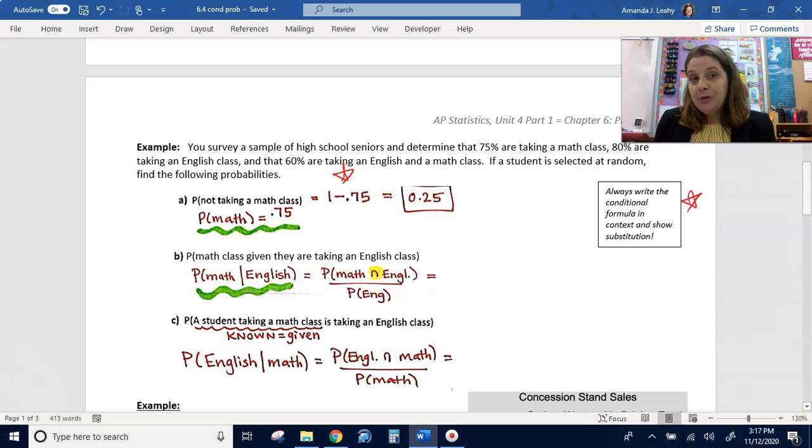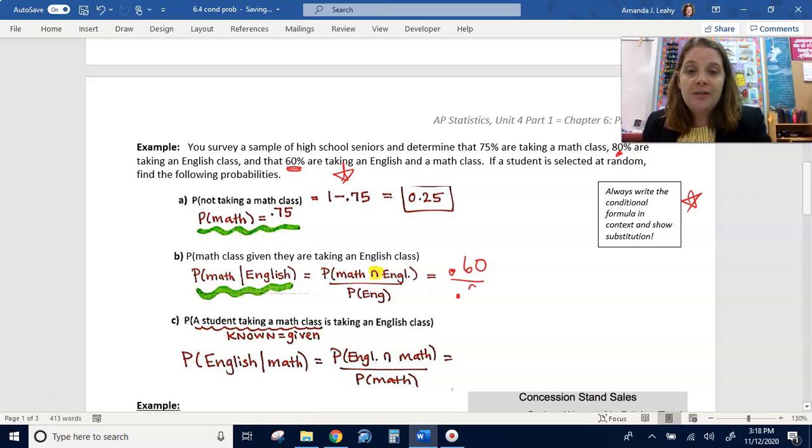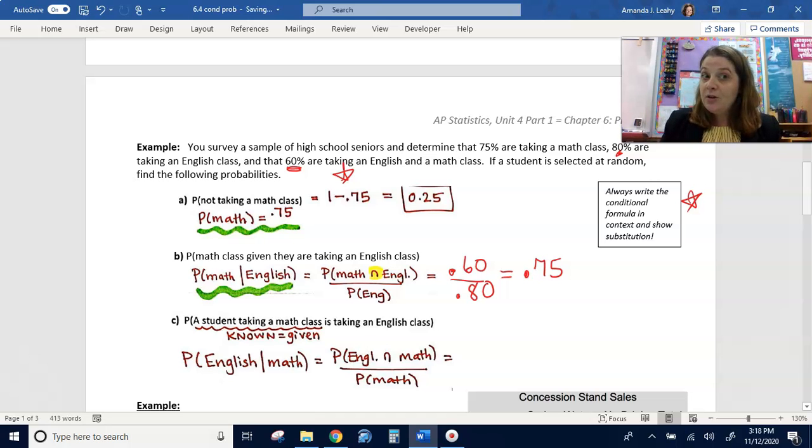Now, I don't have a table to look this up. I don't have a way to count this, but I do have up here in the problem prompt, it says 60% are taking math and English. So that gives me a 60% in my numerator here. And 80% are taking just English. So 0.60 out of 0.80. And if I put that in my calculator, I end up with 0.75. So the probability that someone is taking math, given that you know they're taking English, is 75%.